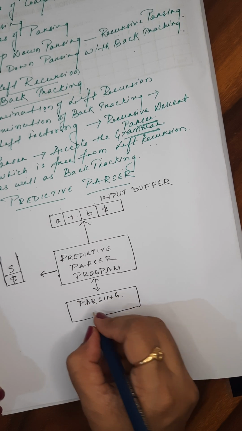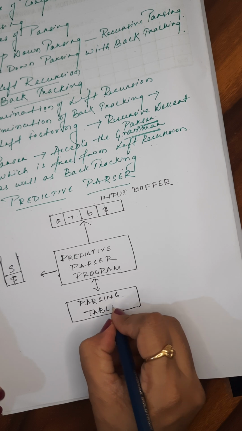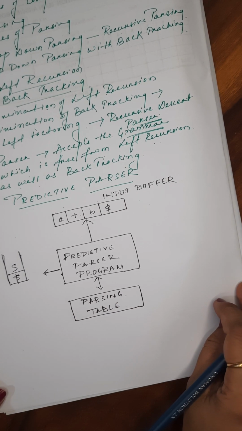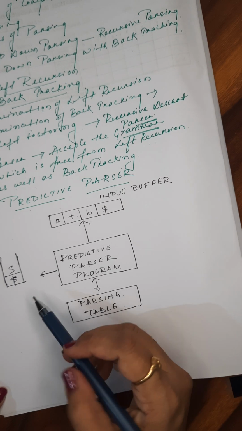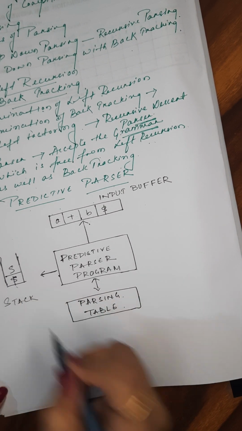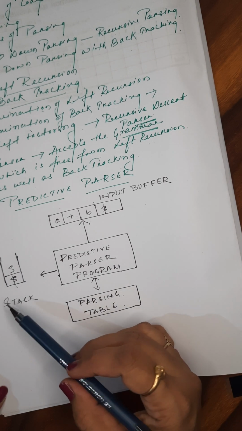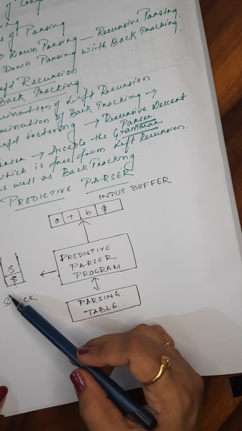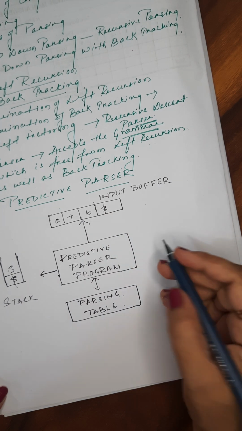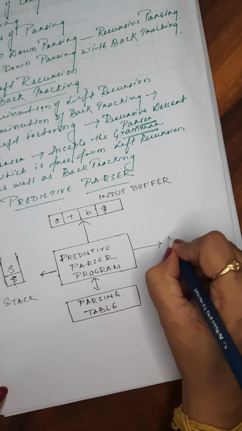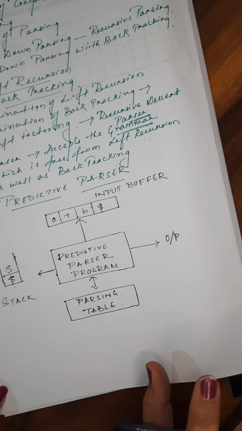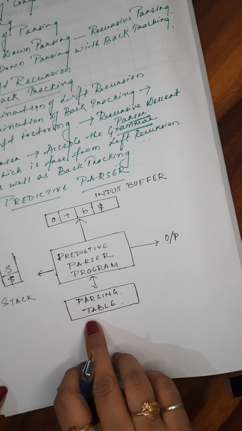We have to construct a parsing table. So, these are the main constituents of a predictive parser. It uses a stack, which consists of the grammar symbols, and also uses an input buffer which contains the input string. And what will this predictive parser program give us? It will give us the corresponding output.